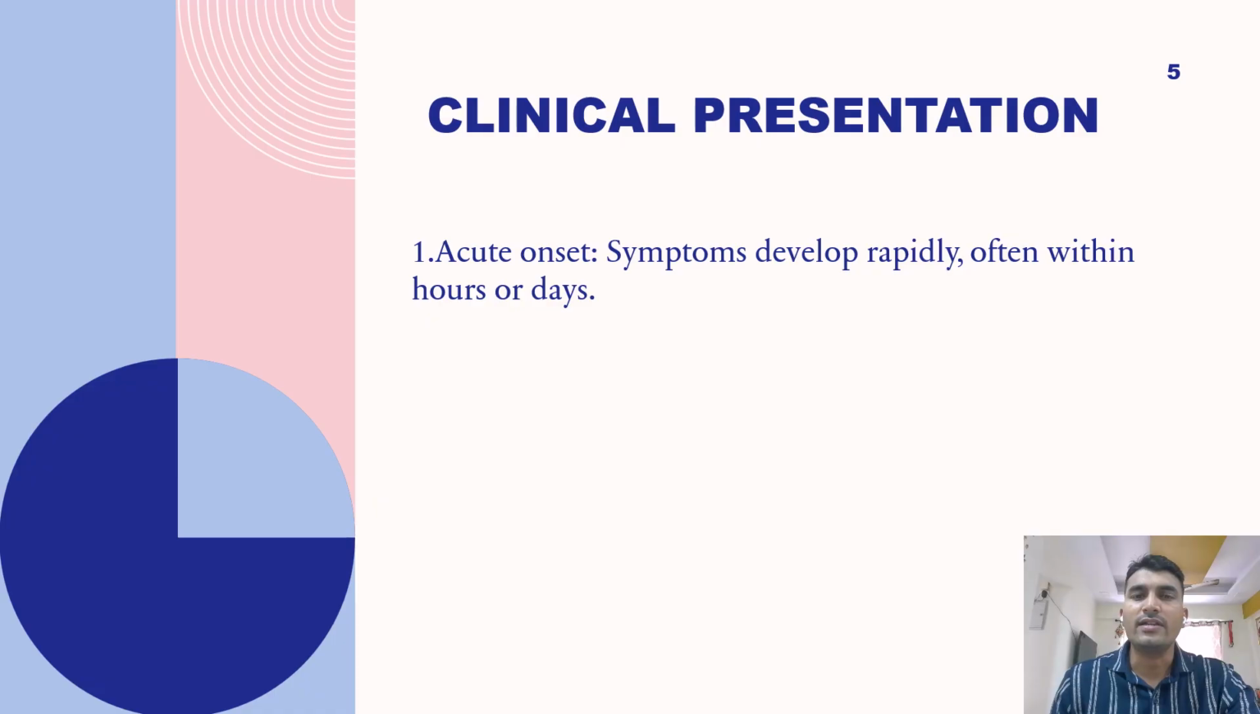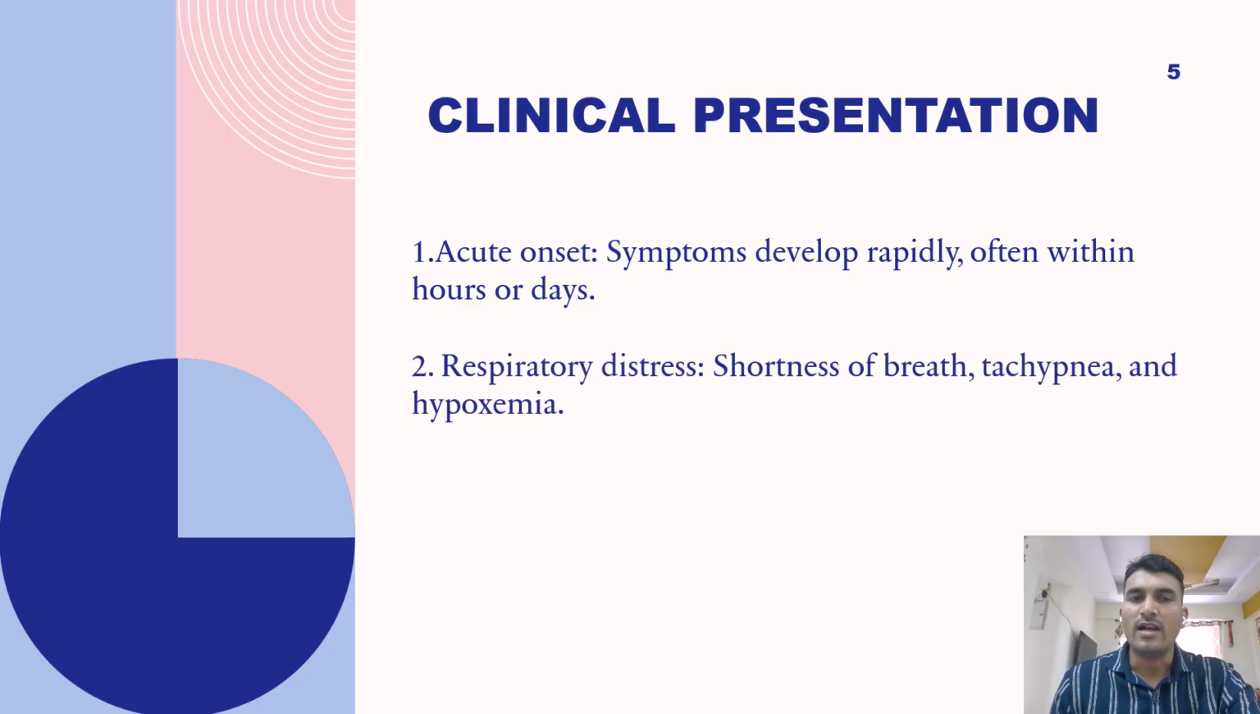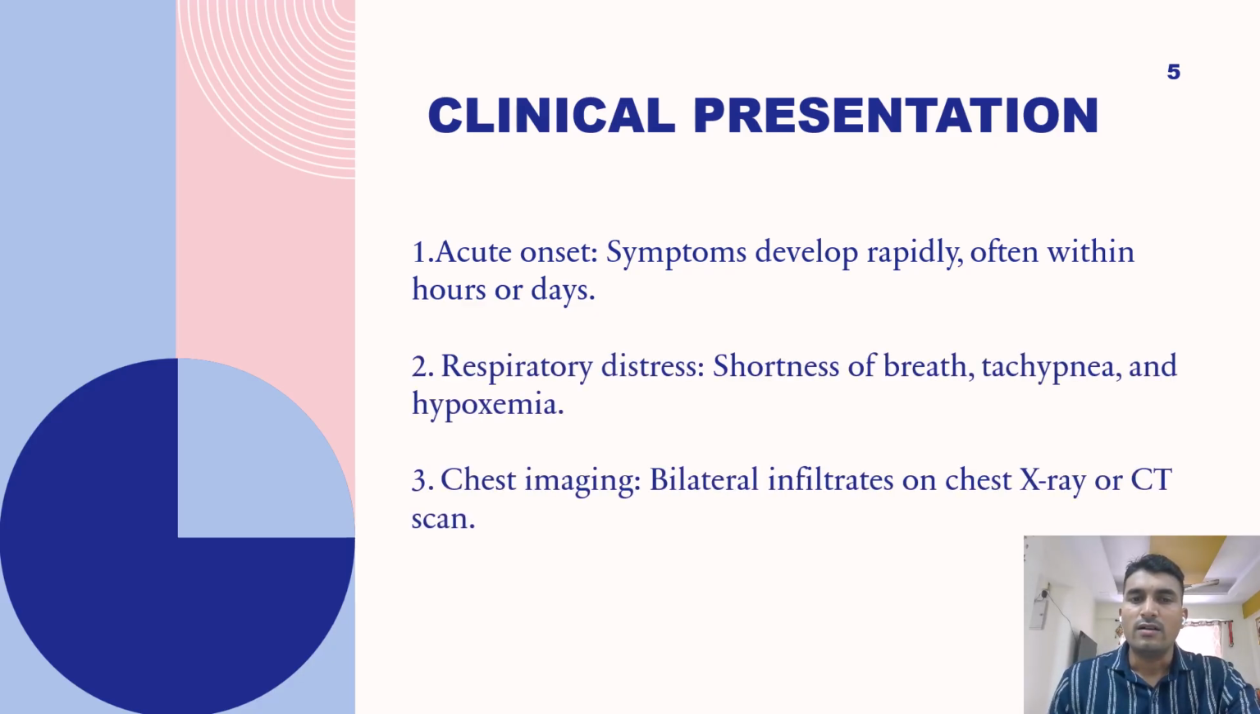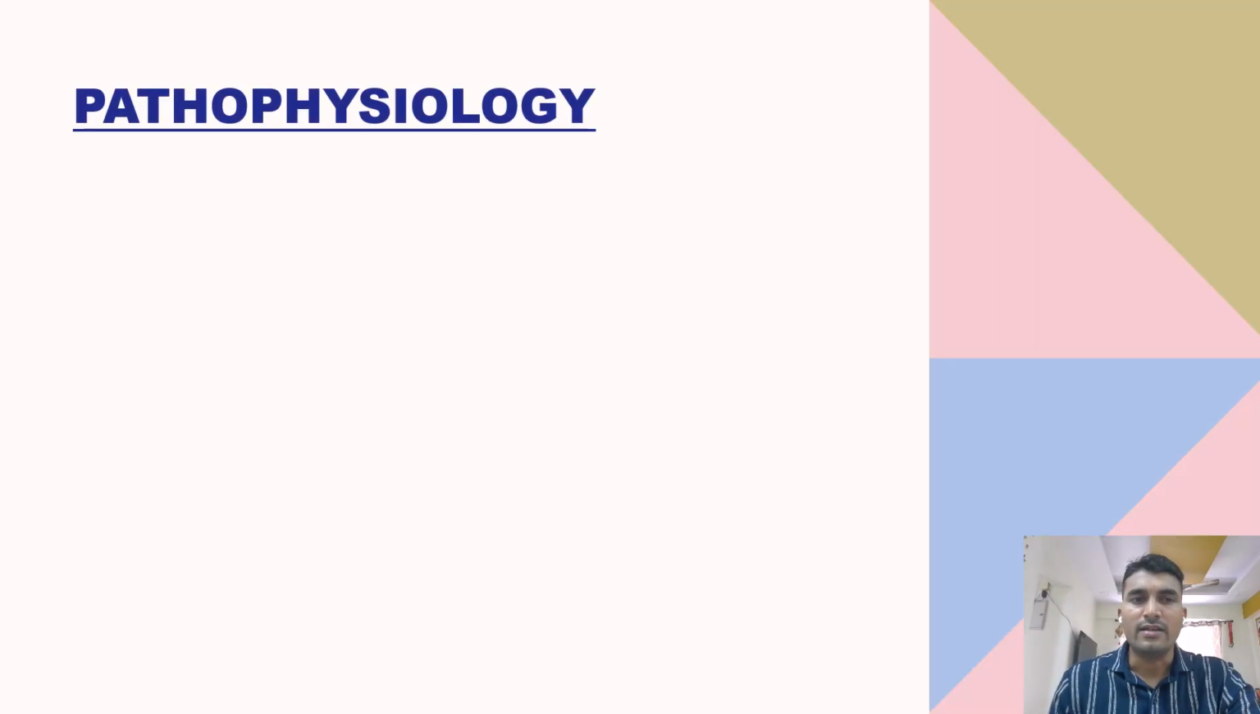What are the clinical presentations? ARDS basically has acute onset. The symptoms develop rapidly, often within hours or days. There is respiratory distress, complaints of shortness of breath, tachypnea, and hypoxemia. Chest imaging suggests bilateral infiltrates, as we see in the previous slide, infiltrates on the X-ray or CT scan.